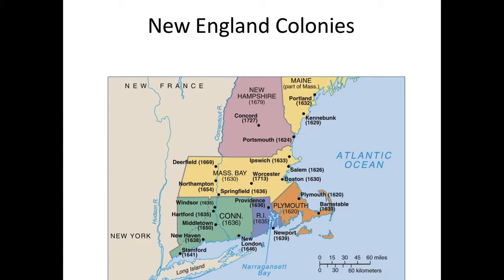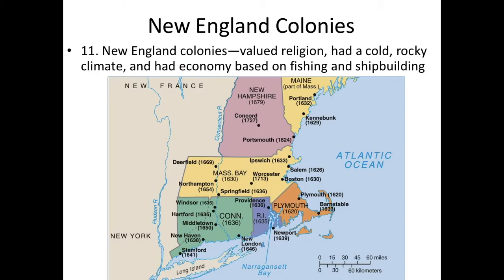So we're going to shift now from Jamestown and the southern colonies to the New England colonies. The New England colonies were settled right after Jamestown was. Jamestown was the first permanent one, but there were some that came after Jamestown in New England. The first one is going to be Plymouth here.